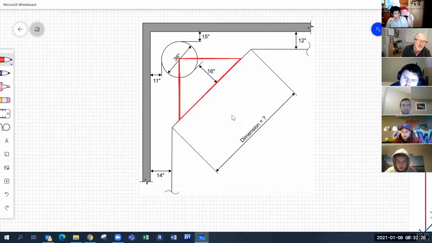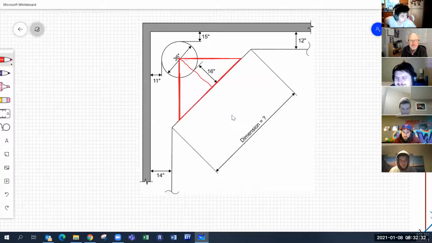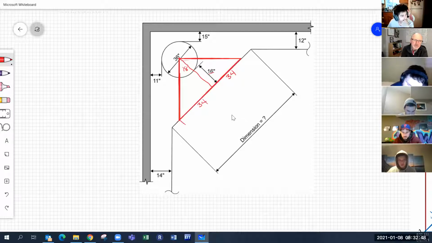And I'll draw the line straight down here. There we are. So now we have half of 36, which is 18, plus 16, which is 34. So if the rise is 34, then my run is also 34. So this measurement that I have in here is equal to 68.